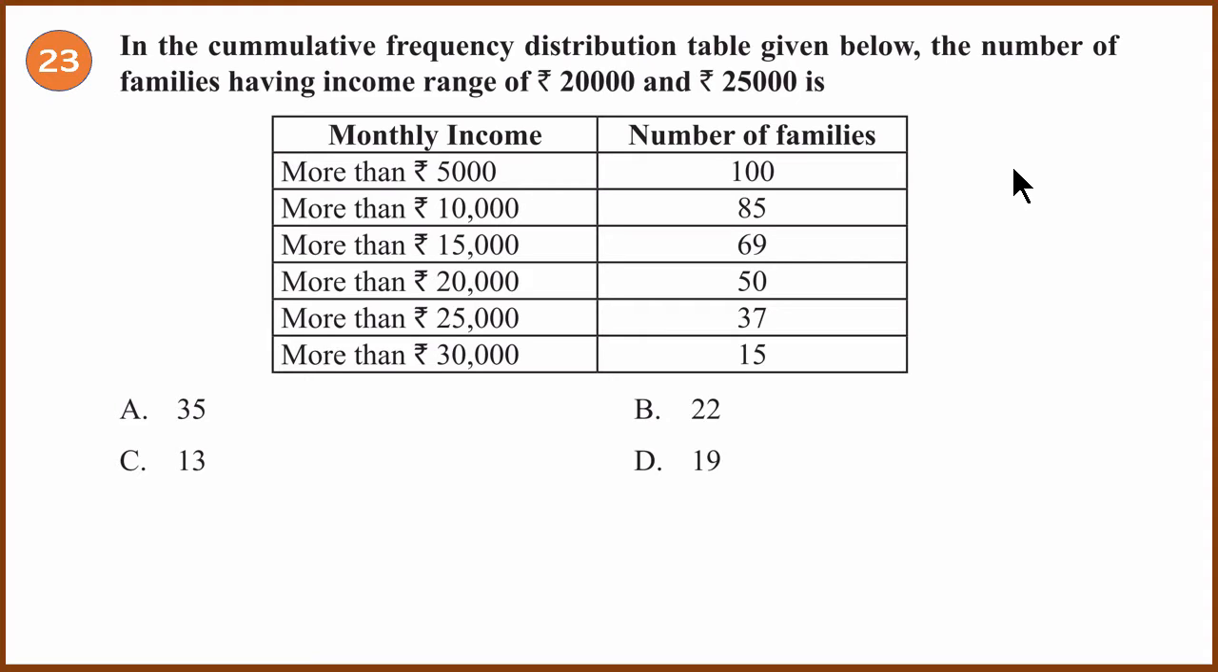This is a statistics question, question number 23. In a cumulative frequency distribution table given below, the number of families having income range of 20,000 and 25,000.